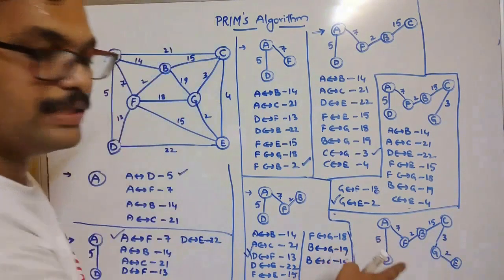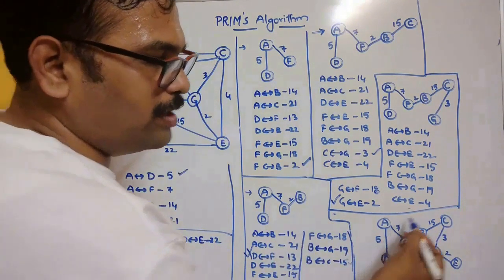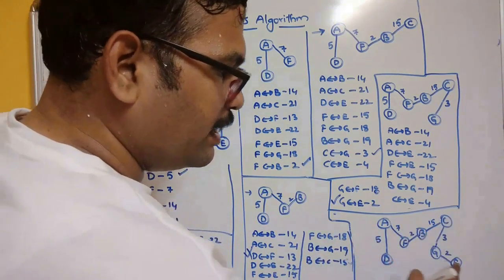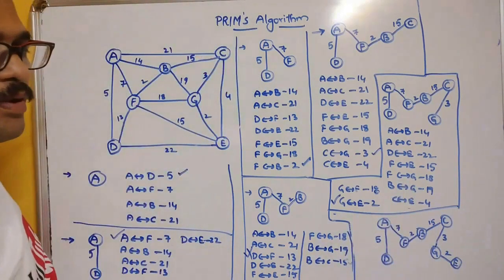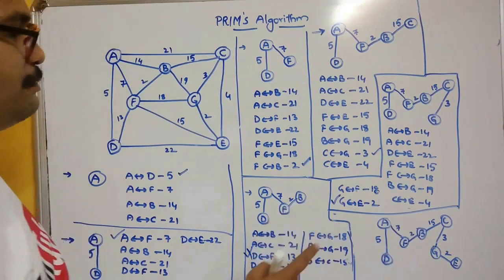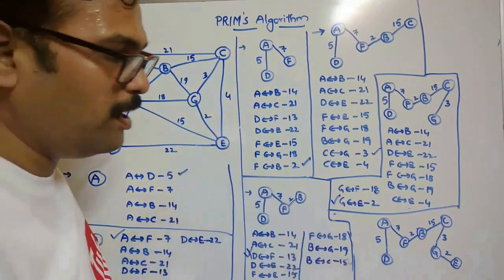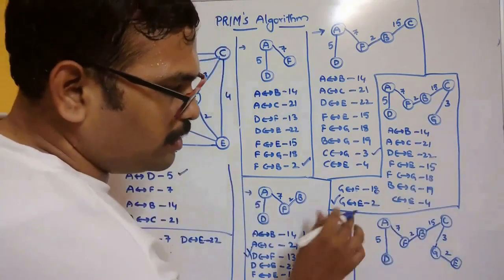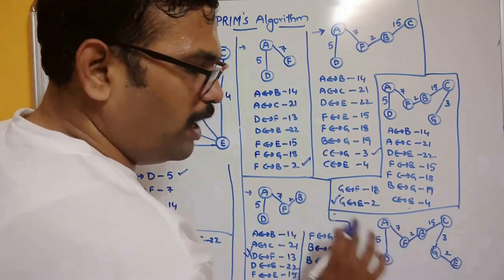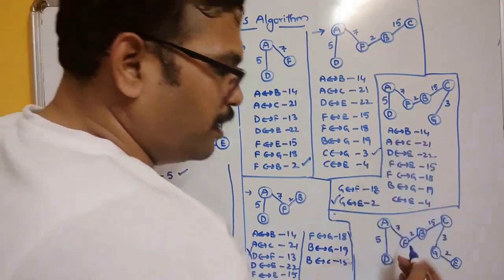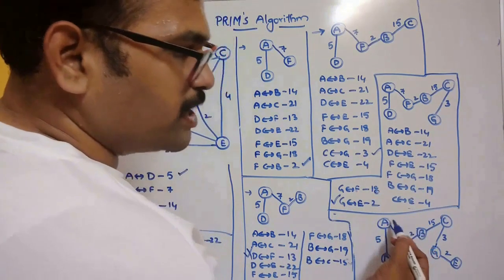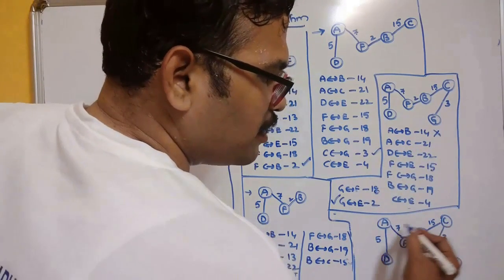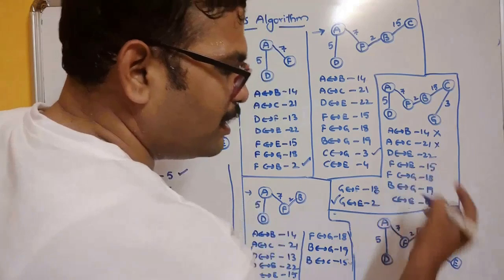Right? So this is the tree and now you can observe all the vertices have been covered: A, B, C, D, E, F and G. So we can stop here and consider the remaining edges. We have considered G to E with 2 and included the edge. If you consider A to B, it forms a cycle, so we should discard it. A to C, again it's a cycle.